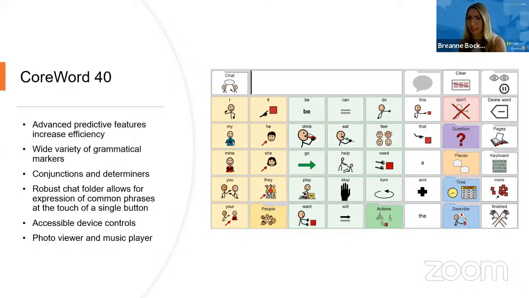So here we're adding in more grammatical markers, conjunctions, determiners, and then the chat folder is expanded even further to diversify those social phrases. And again, having those device controls like volume buttons or eye gaze activities. And this one, there's also an integration of a photo viewer and music player. Again, this is just on the Win site, but this is for communicators to be able to put in their favorite pictures, their favorite songs, and having access to their language as well to be able to talk about those things.